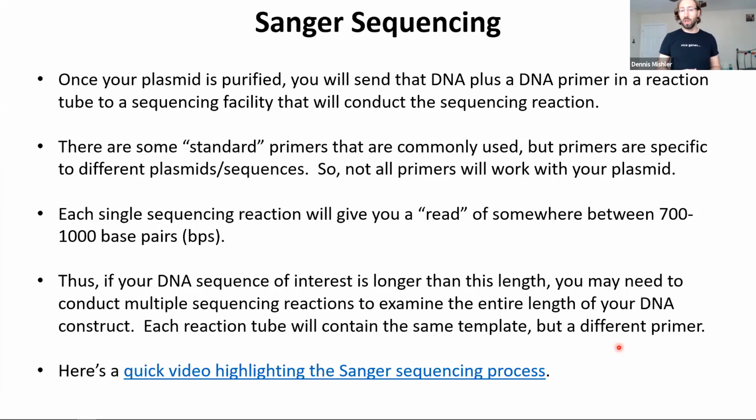So if you're working with a genetic circuit that's, let's say, 1,500 base pairs long, you're going to need at least 2, maybe 3 DNA sequencing primers in order to see the whole sequence to know that it's correctly made.